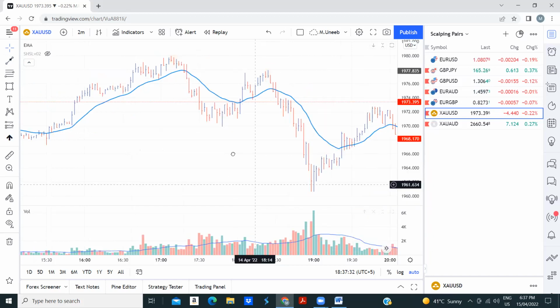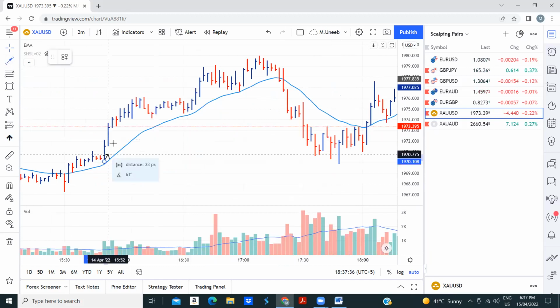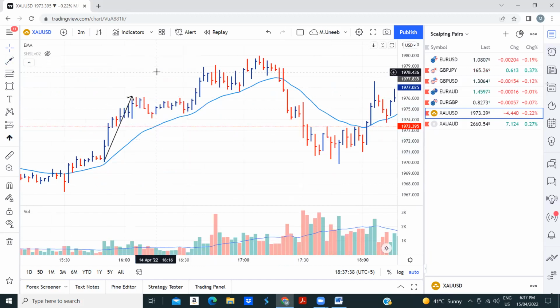Similarly, if we have an uptrend, now this is an uptrend. This wave is what? Impulse or corrective? Corrective. This is impulse. But hold on.